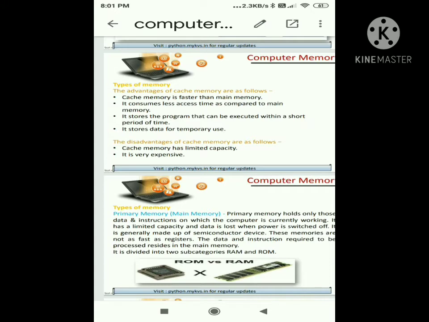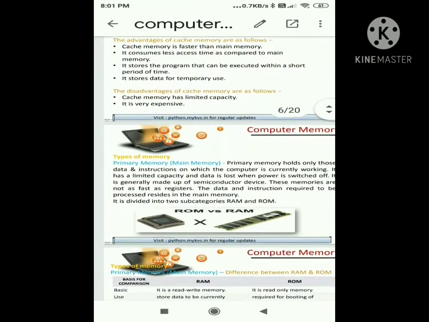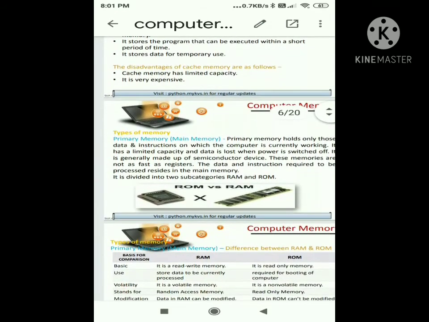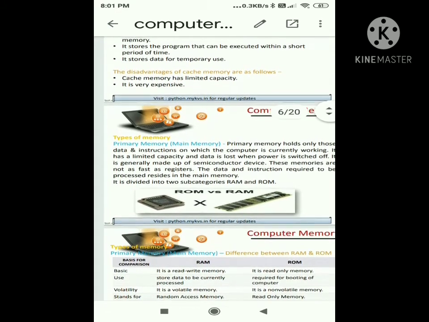Then move on to the second type of memory, that is primary memory. Primary memory holds only those data and instructions on which the computer is currently working. It has a limited capacity and data is lost when power is switched off. It is generally made up of semiconductor devices. These memories are not as fast as registers.